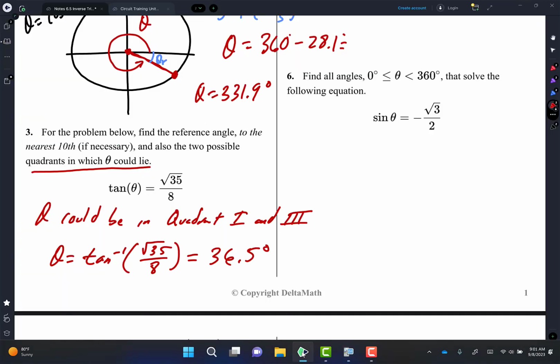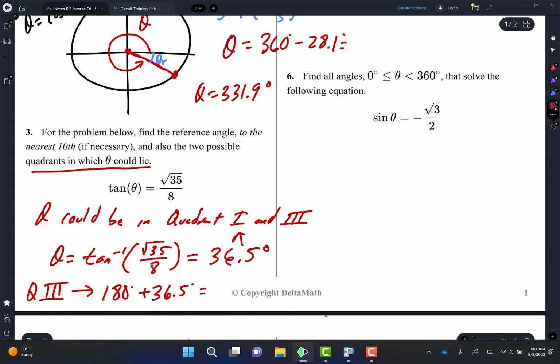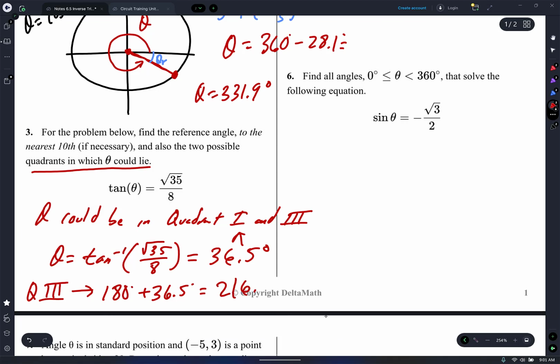But that's not the only answer it could be. It could also be in quadrant 3. So in quadrant 3, I'm going to put Q3, and I'm going to put an arrow, and I'm going to say that is 180 plus 36.5. And that is what? 216.5 degrees. And there it is.